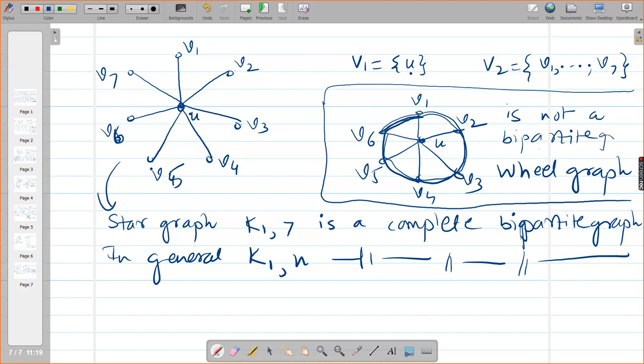You should know these names. These are some standard graphs. So the question can be like this: a wheel graph is a bipartite graph, true or false? A star graph is a bipartite graph, it is a complete bipartite graph. So which is true, you should know that. Okay. So these are some standard graphs.